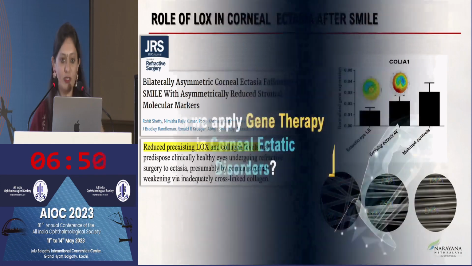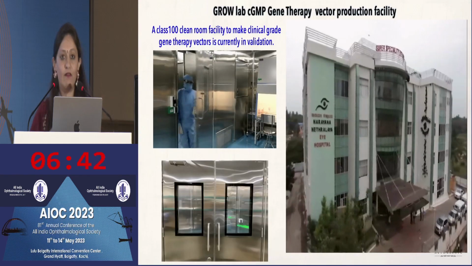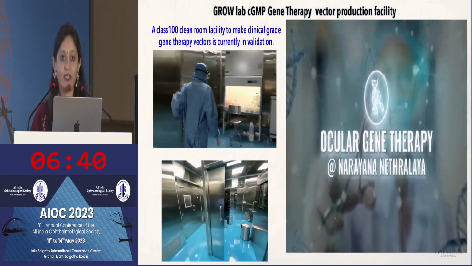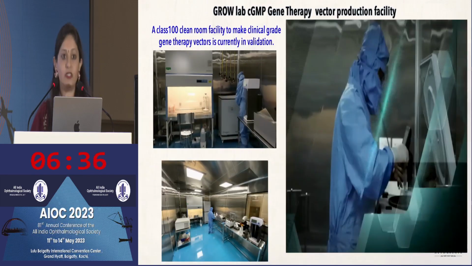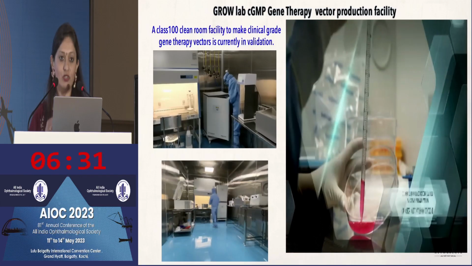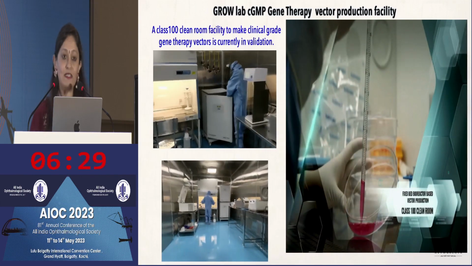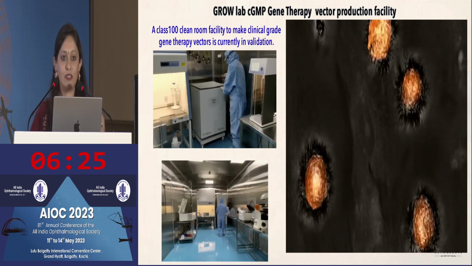So the question here is, can we modify this lysyl oxidase gene with gene therapy in corneal ectatic disorders? At NN, we have developed a class 100 facility where we can develop our own vectors, which can be used for gene editing or gene therapy. Gene editing is nothing but removing a defective gene and replacing it with a normal gene. That is what gene editing is, and that's where the AAV vectors come into play.